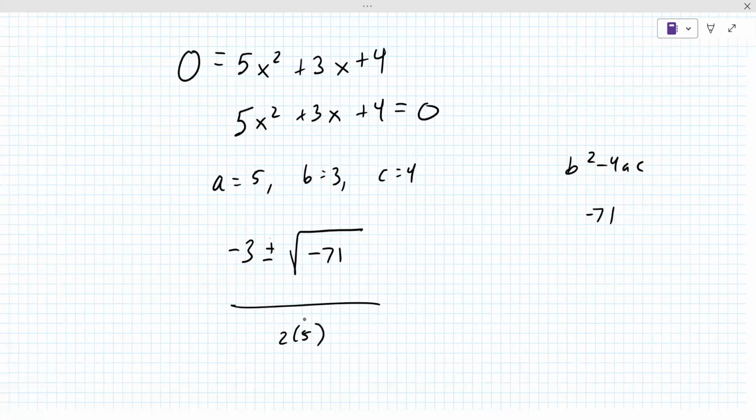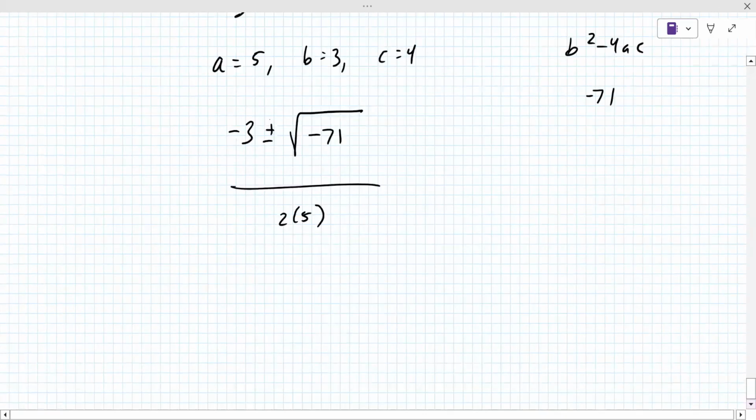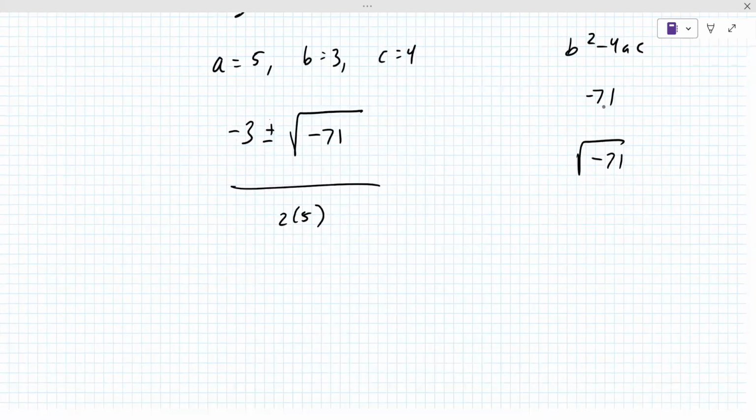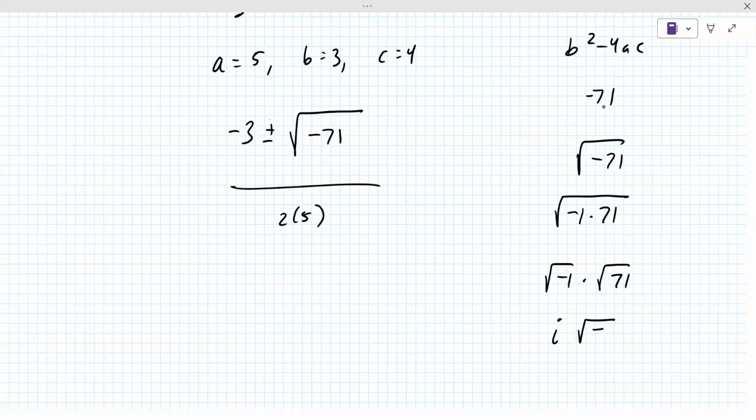All right, so this one here, square root of negative 71. You've got to look at that as the square root of negative 1 times 71. Square root of negative 1 times square root of 71, which is i. Unfortunately, the square root of 71 does not reduce. It's a prime number. Not sure how you're supposed to know that, but you would figure it out eventually because nothing goes into it. So this becomes minus 3 plus or minus i square root 71 all over 10.